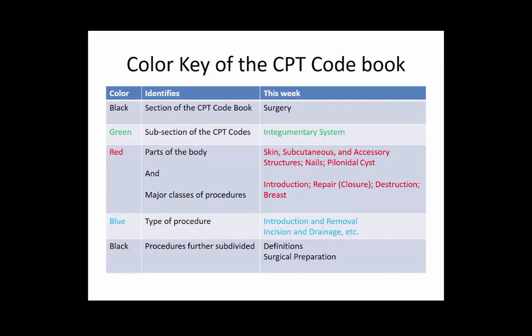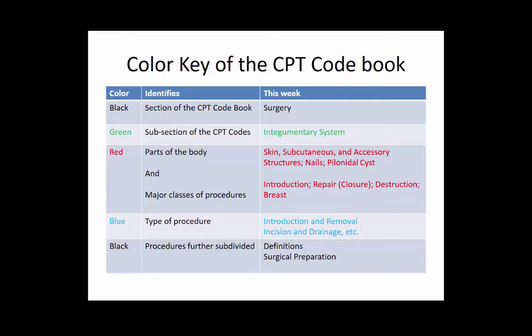So in the surgery section, you've got the body systems that are the subsections, and in this case, we're talking about the integumentary system. And then in red font, it talks about parts of the body within that system and major classes of procedures. For example, in the integumentary system, the parts of the body, it talks about the skin, the subcutaneous and accessory structures, the nails, and pilonidal cyst. And then the major classes of procedures are the introduction, the repair, which is closure, destruction, and then the breast, different procedures on the breast.